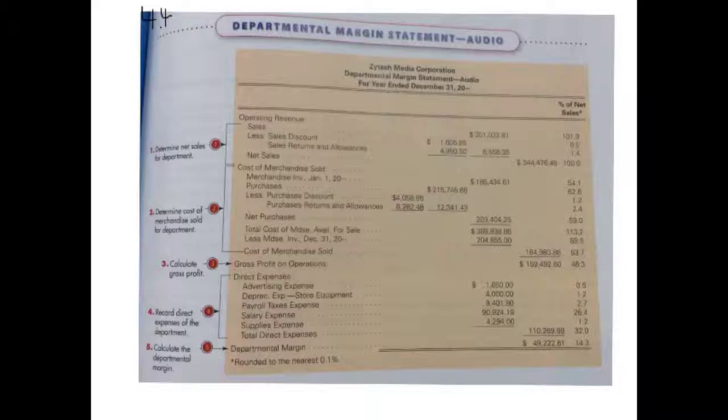Component percentages, just like we talked about before, are percent of net sales. So you're always going to go back to the net sales. That's what you're going to divide these numbers by, to get all these different percentages. On page 112, it shows us our component percentages on departmental margin statements. So departmental margin divided by net sales gives us the component percentage. Okay, just telling us what we already know.